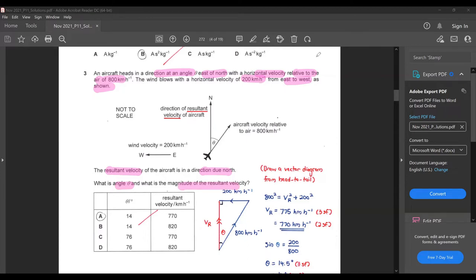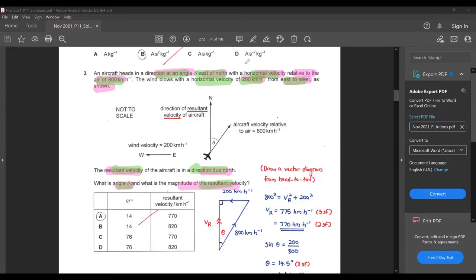So what they're basically telling you here is this. Your aircraft was moving at an angle theta east of north with a certain velocity relative to the air of 800 km per hour. Then what they mentioned was that wind now blows with a horizontal velocity of 200 kilometers per hour from east to west, such that your resultant velocity is now due north. What will be the angle theta and magnitude of the resultant velocity?